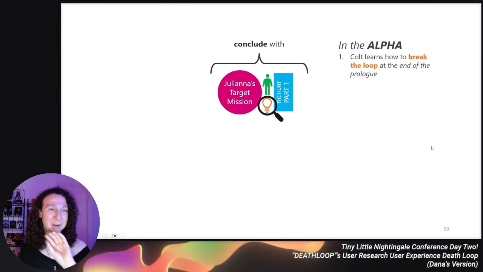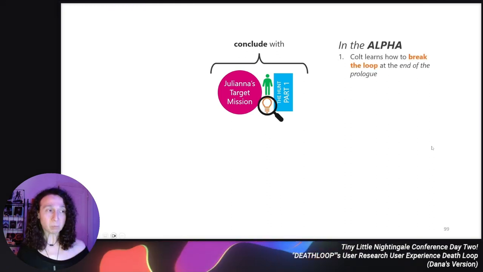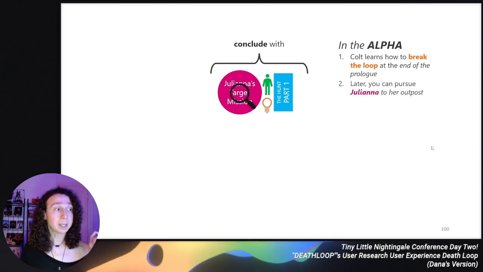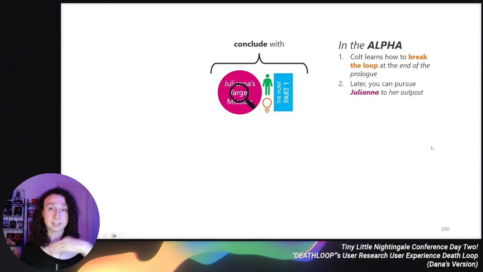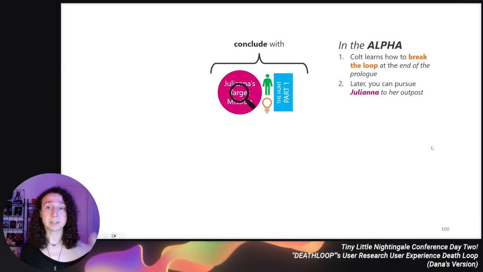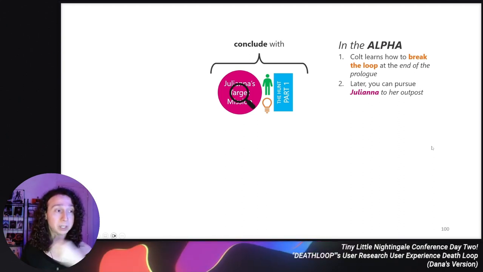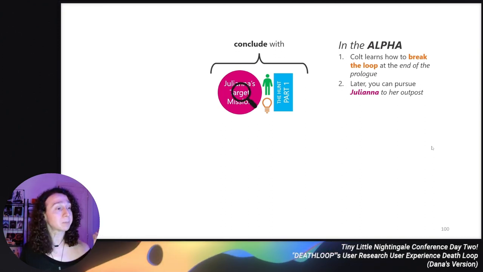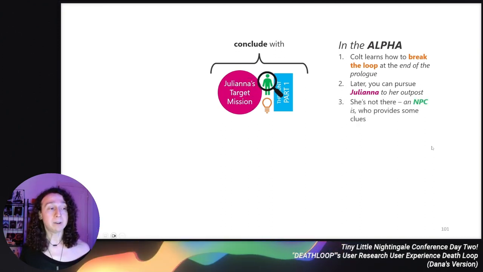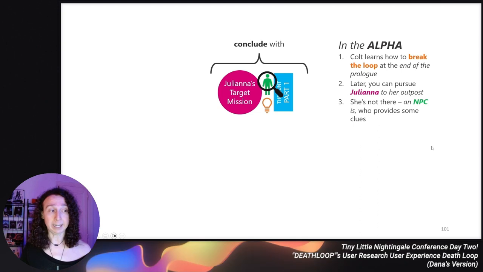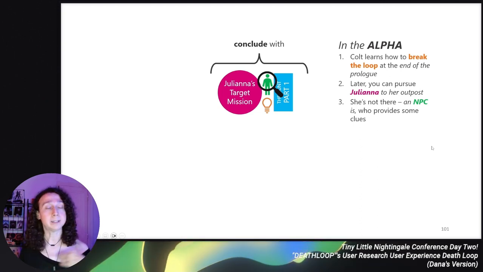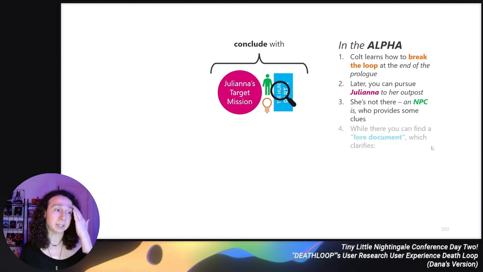Okay, so what's in here? In the alpha, Colt learns how to break the loop at the end of the prologue. Later, at some point in the game, maybe in 30 minutes, maybe in 30 hours, you can pursue Juliana to an outpost in Updom. There you find, instead of her, she's not there, you find an NPC who will provide Colt with some clues to send them on the right track to finding Juliana.